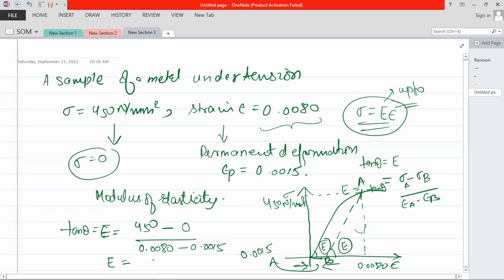69 gigapascal, sir. Okay, 69 gigapascal. So I'm not doing it. You can check whether it is right or wrong. I think this type of question was asked in GATE 2020, or in 2021, maybe in both years.